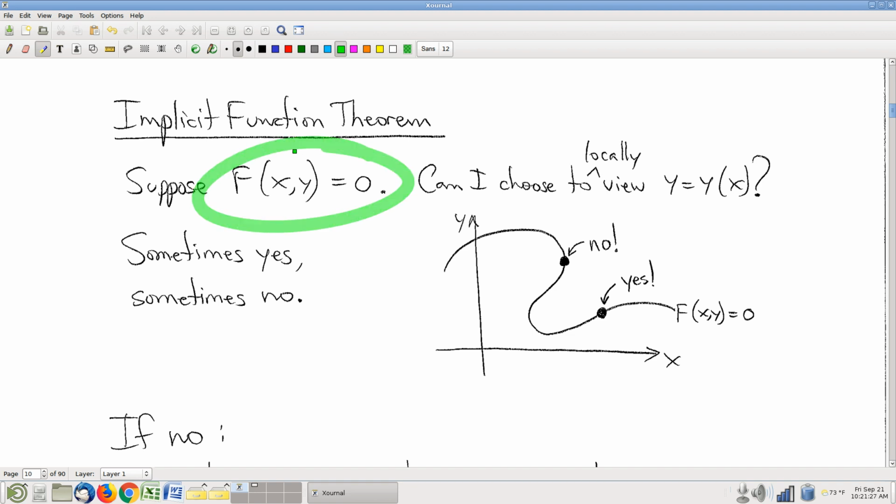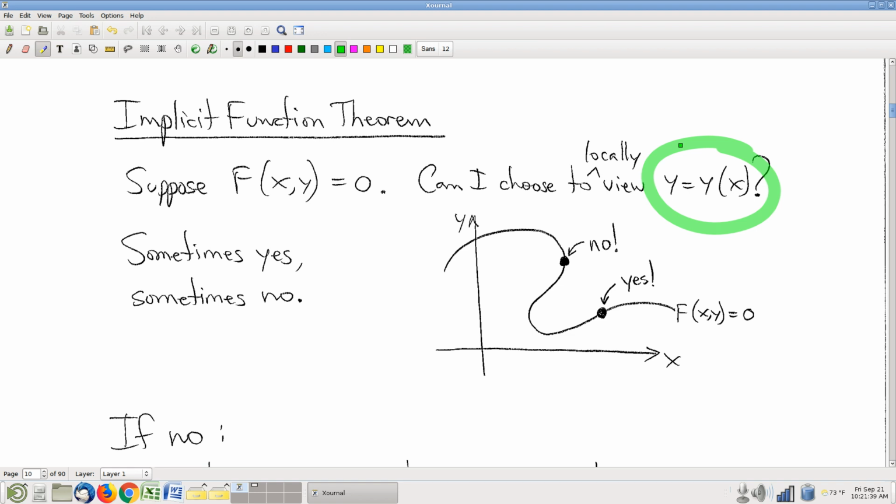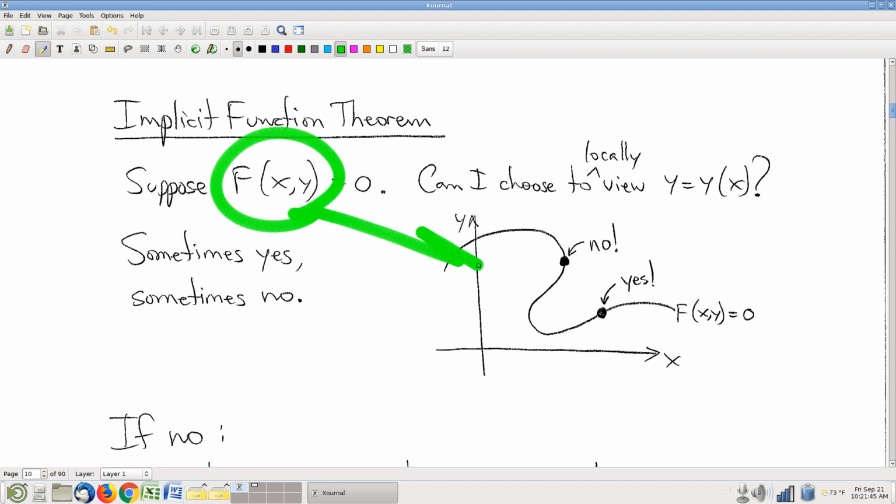Here's the question. You're looking at a level set of a function of two variables. Is it possible to view this, what I'm going to call locally, and I'll expand on that in a second, as the graph of a function of one variable? Now let me point out what we're doing here. Don't forget to notice, on the one hand, we're looking at a level set.